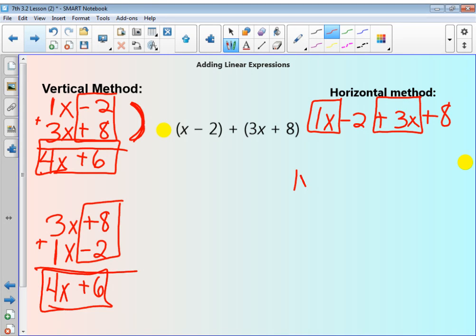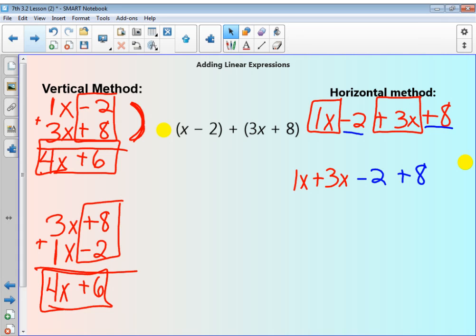So I've got 1x and a plus 3x. Okay, then I had my minus 2 and my plus 8. So I could put those in any order. I'm going to go ahead and just leave them in the order that they are, negative 2 plus 8. Okay, so now you can visually see my two terms are in different colors. So I'm going to go ahead and combine them. So 1x plus 3x, so 1 plus 3 is 4x.